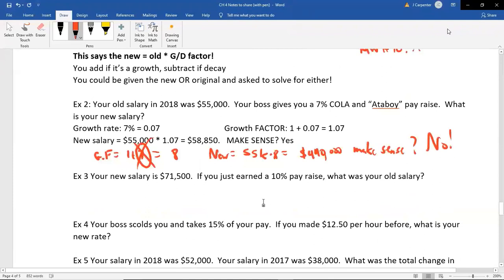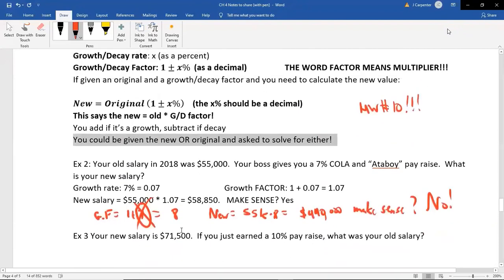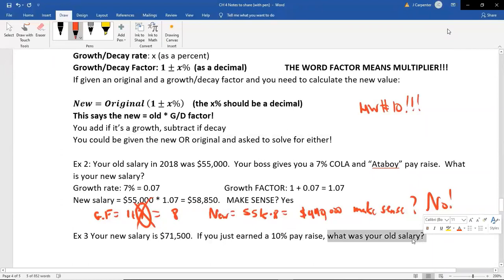All right. So let's flip the script on this. I mentioned earlier, you could be given either the new or the original and asked to solve for either. So this example is a much more common example for our real world. Usually you know your previous salary, and you can be told your growth rate, your pay raise as a percentage, if you will, and then find your new salary based on that. But what if you lost all your old paperwork? You know you now make $71,500, and you just earned a 10% pay raise, but you can't remember what you used to make. You forgot already. So now you're curious, well, what was your old salary?